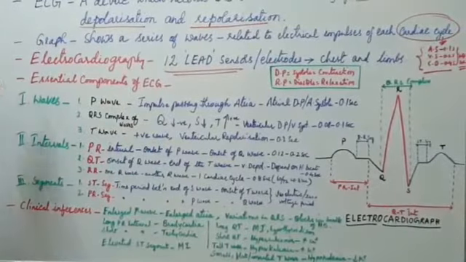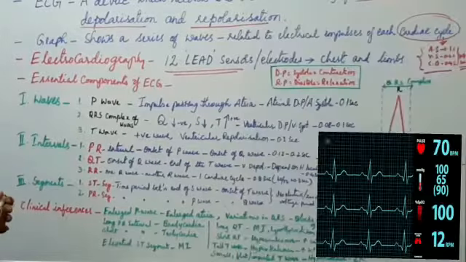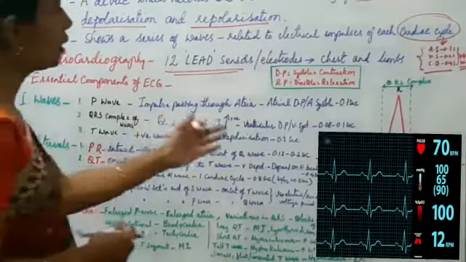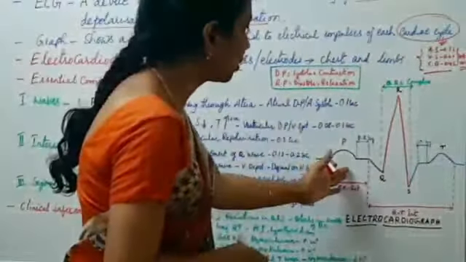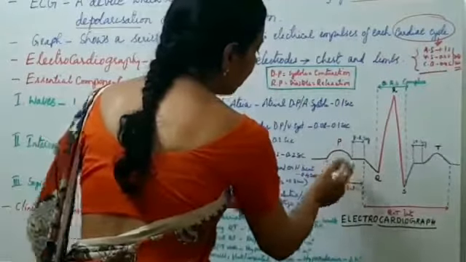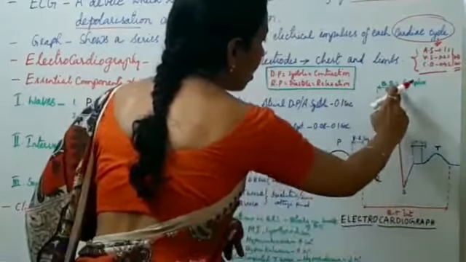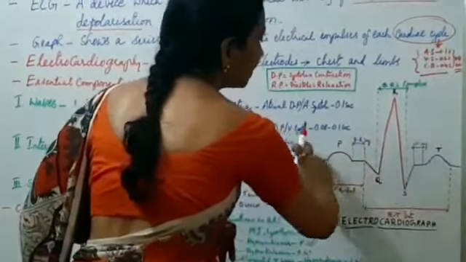So what are those essential components? Those are waves, intervals and segments. If you observe waves, here on the electrocardiograph, this is the P wave. Up to this is the P wave. And in continuation, this is the Q wave, R, S and T. These are the series of waves.